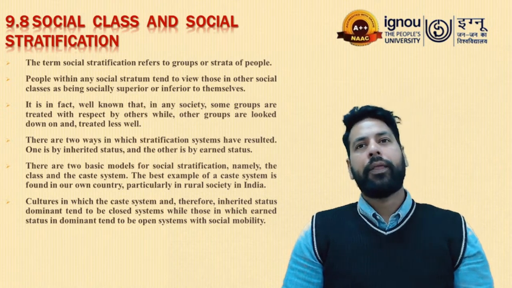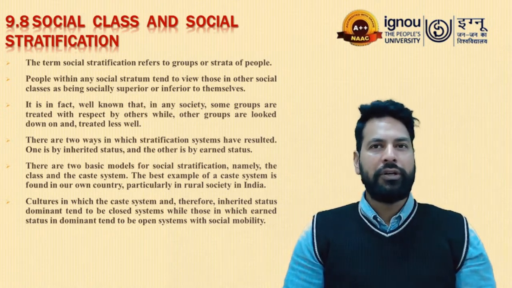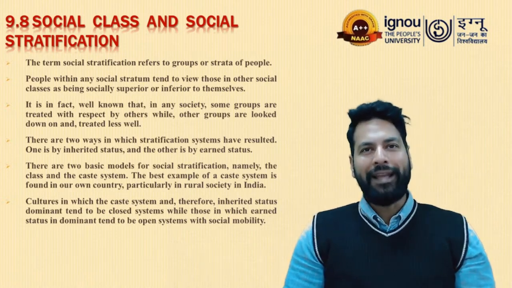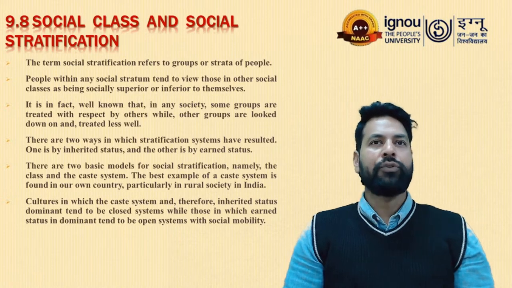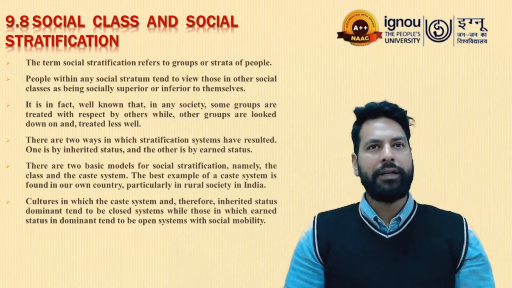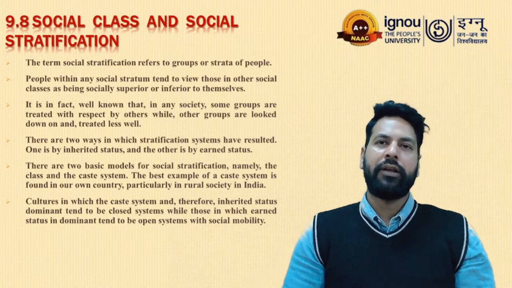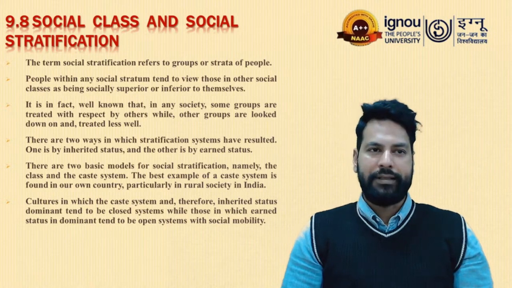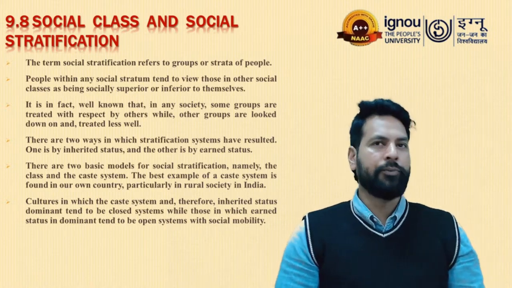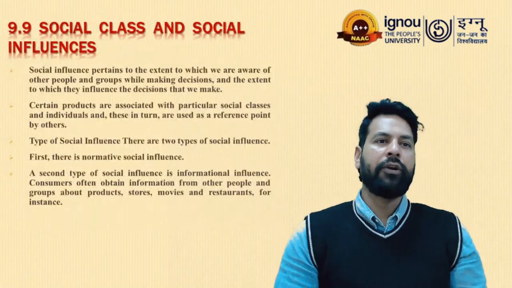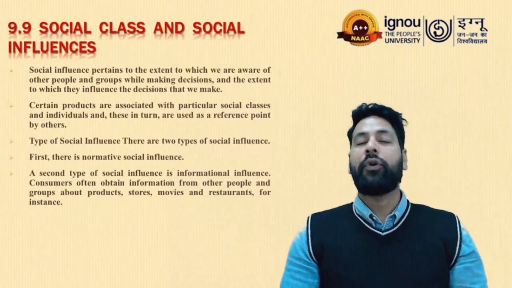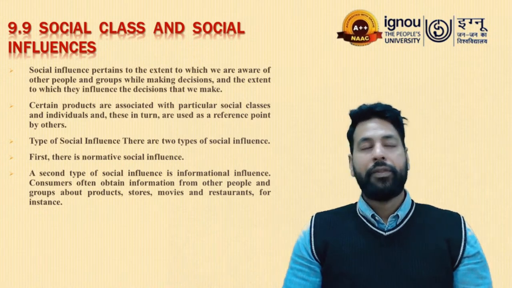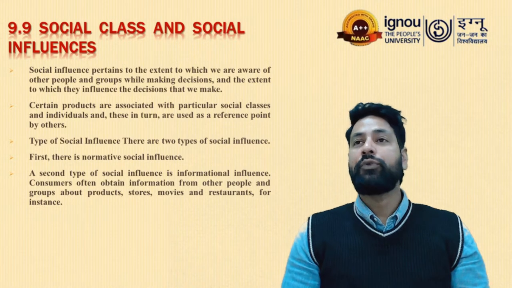So the societies which are closed, they are traditional, and there you can have only status by inheritance. But a society which is open, that promotes social mobility. Mobility means moving from one strata to another strata, and there you can get beyond status. So we spoke about social status, we spoke about social stratification. Moving on. Now these things, they have got influences. And there are two types of influence.